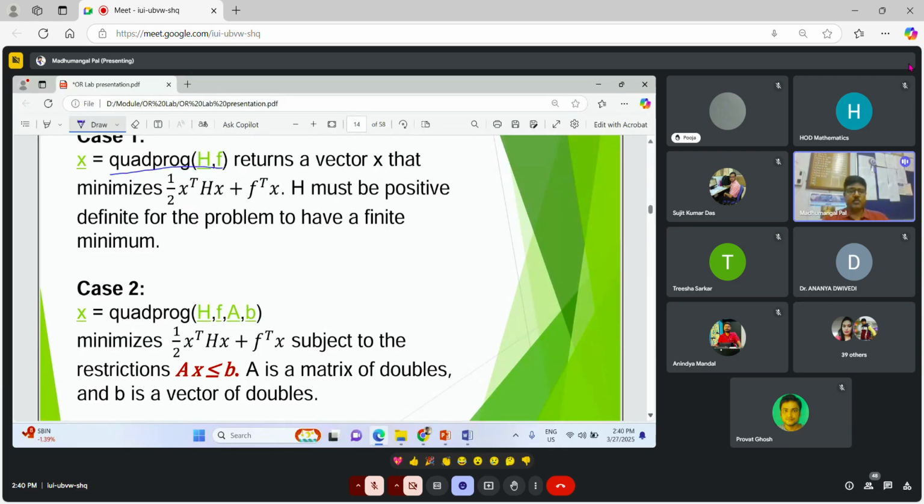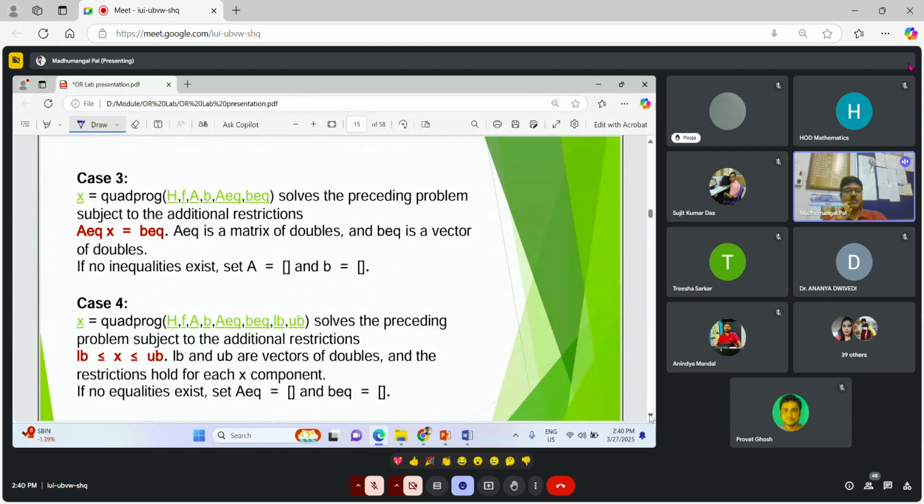If you have less than or equal to type constraints, Ax less than or equal to b, then in this case the arguments are H, f, A, and b. A means the coefficient matrix for the less than or equal to constraints, and b is the right hand side vector, similar to other cases.